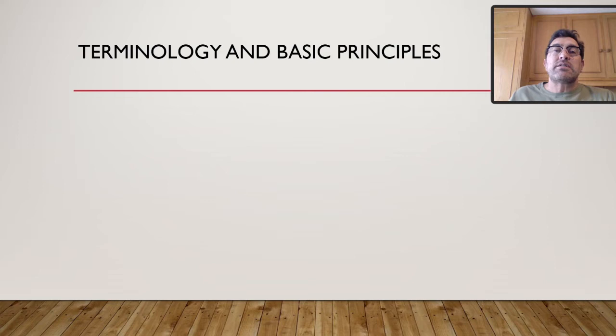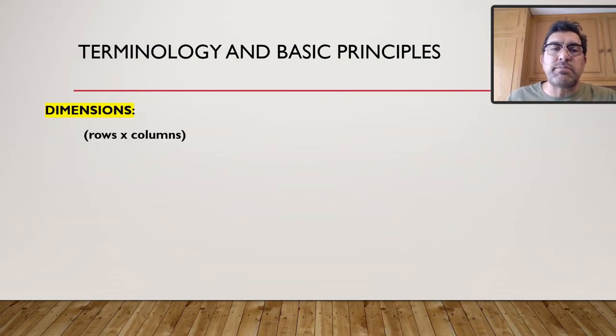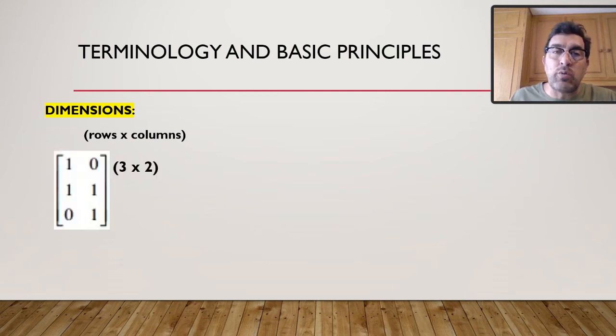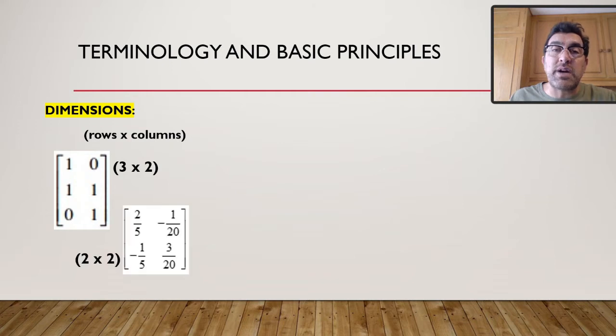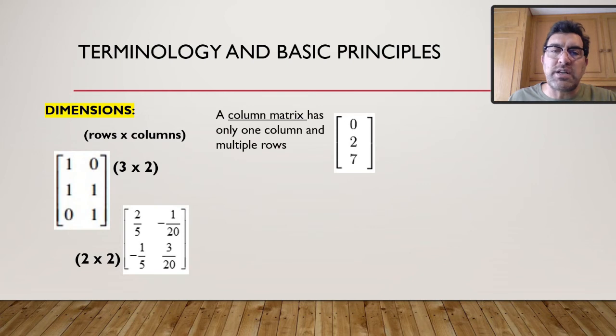Okay, so let's look at the terminology and the basic principles about matrices. First of all, the dimensions, the rows and then the columns. That is standard, folks. We always do that. So if we look at that matrix, it has 3 rows, 2 columns. So it's a 3 by 2 matrix. The next one has 2 rows and 2 columns. It doesn't look like it because of the fractions, but each fraction represents an entry. So it's a square 2 by 2 matrix.